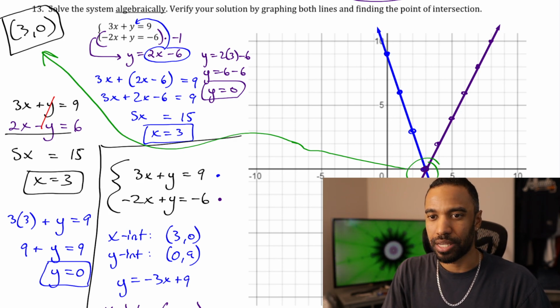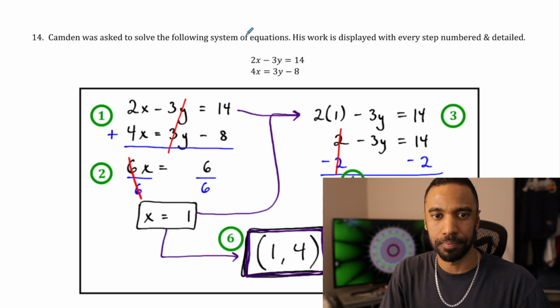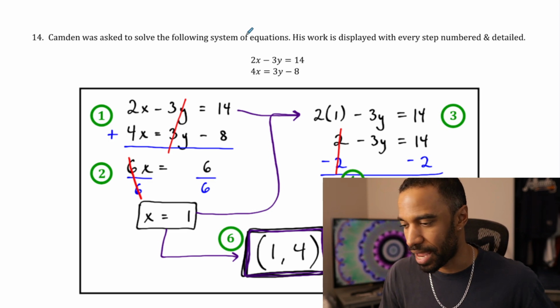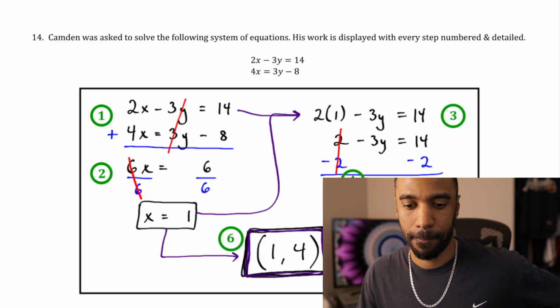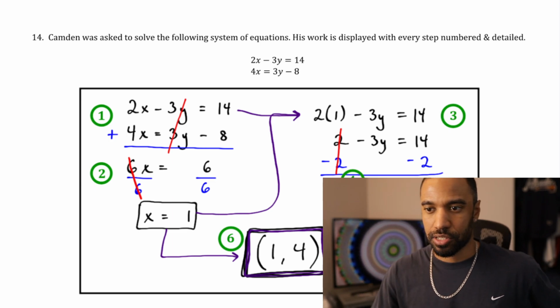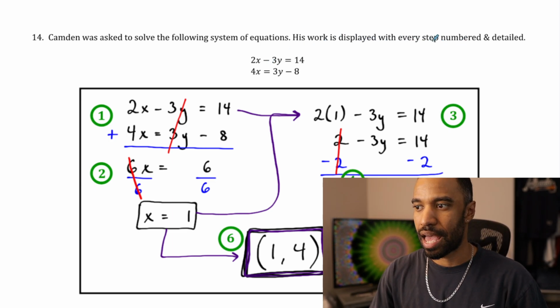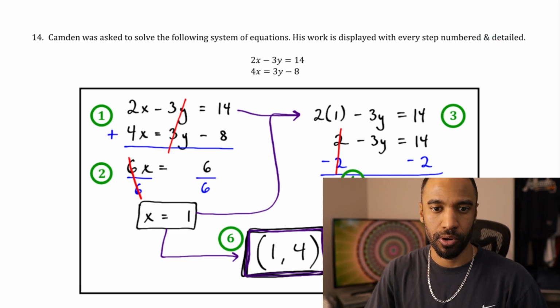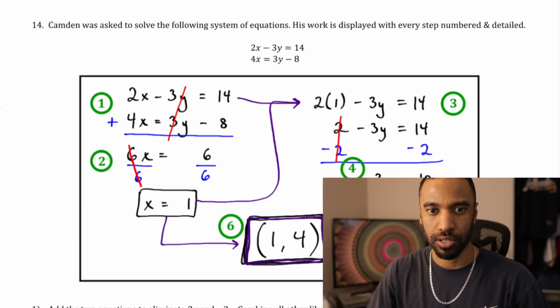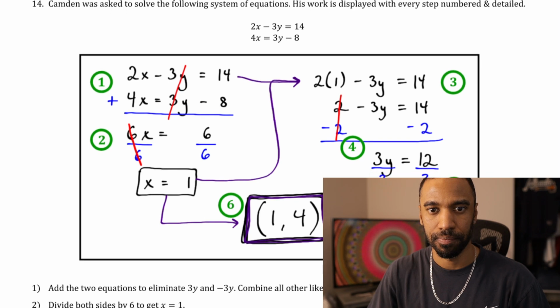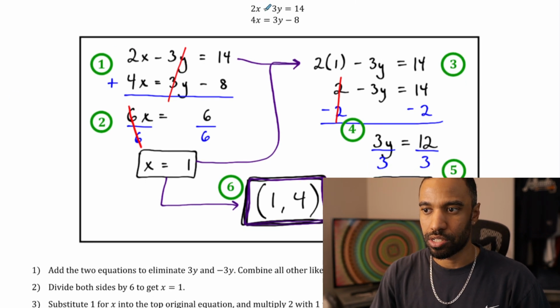Okay, last problem here, number 14. This is called an error analysis problem right here. Camden was asked to solve the following system of equations. His work is displayed with every step numbered and detailed. Boy, Camden sure writes a lot like Mr. Robinson here, doesn't he? So here's the original equation system here.